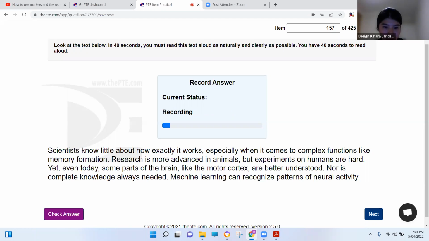Scientists know little about how exactly it works, especially when it comes to complex functions like memory formation. Research is more advanced in animals, but experiments on humans are hard. Yet even today, some parts of the brain, like the motor cortex, are better understood, nor is complete knowledge always needed. Machine learning can recognize patterns of neural activity.